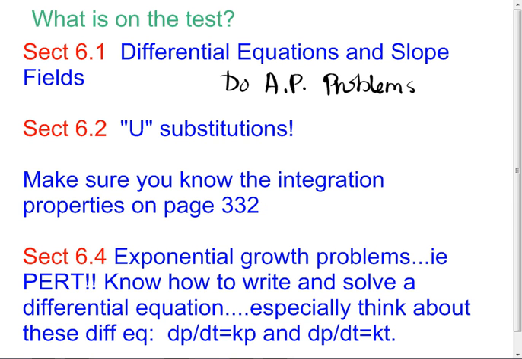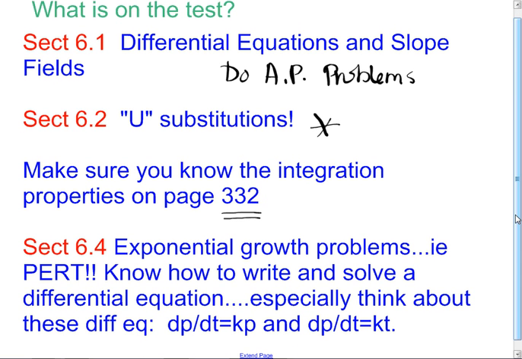Okay, this was the hard part for you guys. That was the quiz we just took. Use substitutions. We will go over that. On page 332, there are properties of integrals that you need to know. It's review. But look at it.